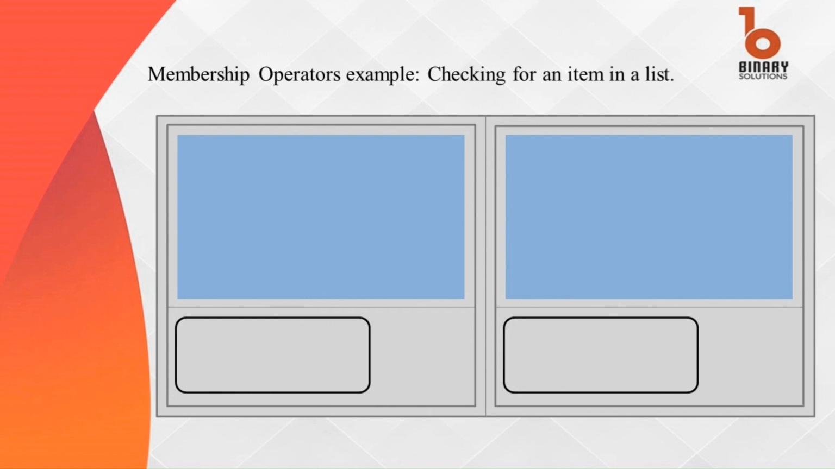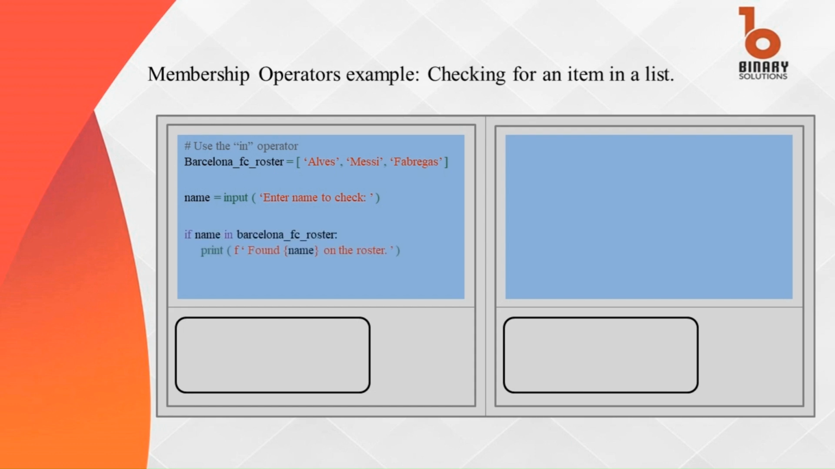In this example, the program demonstrates how the membership operators in and not in are used to check if a specific item exists within a list. First, the program uses the in operator to check if a user's input, a name, is present in the Barcelona FC roster list, which contains the names of players like Alves, Messi, and Fabregas. The program prompts the user to enter a name and checks if it is in the list.